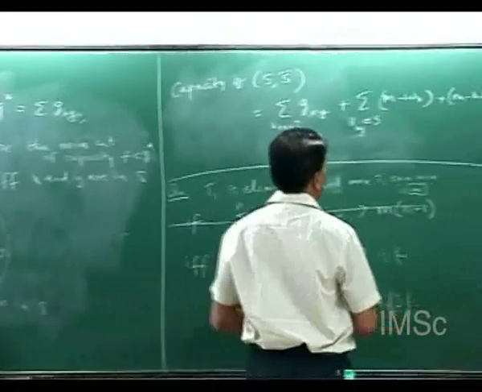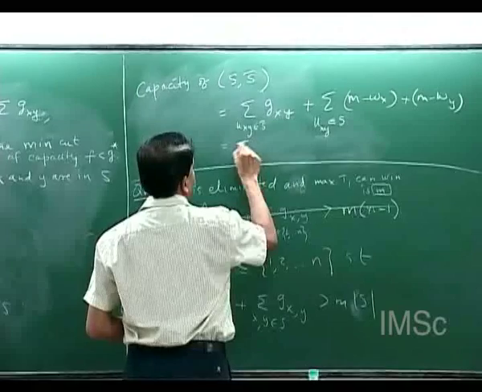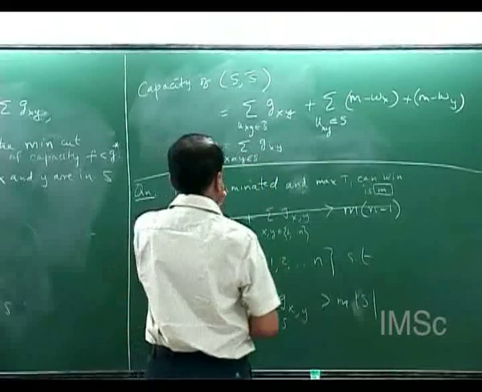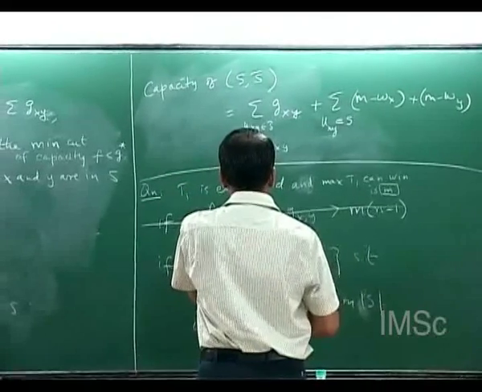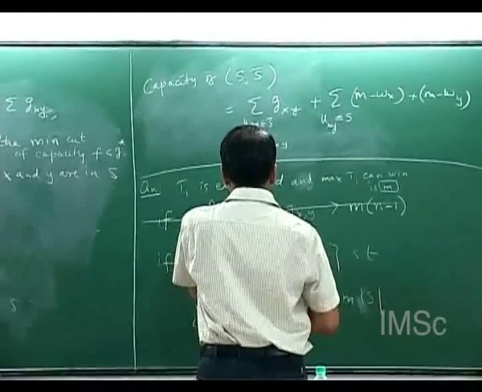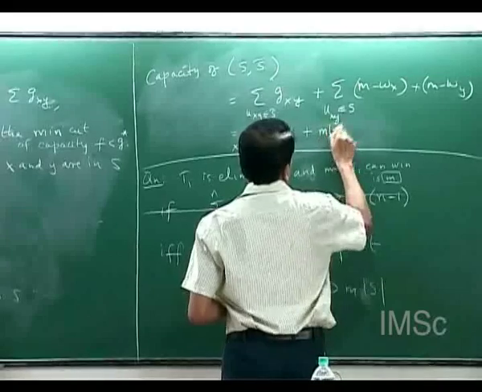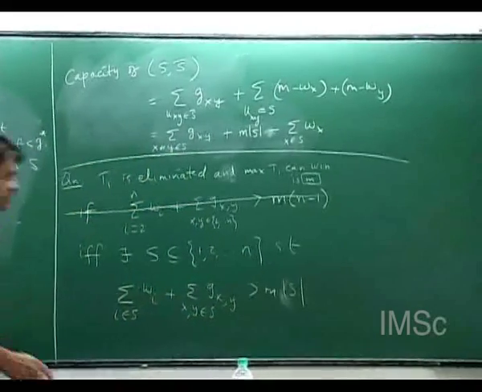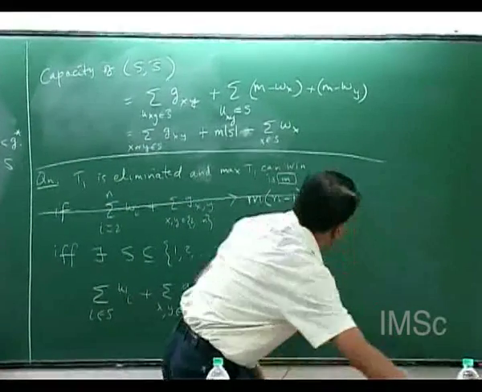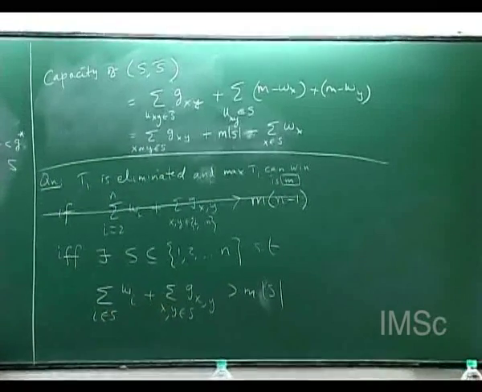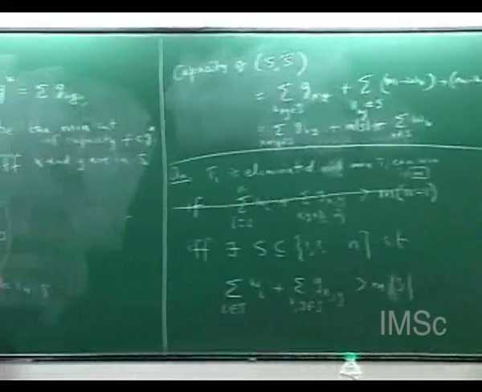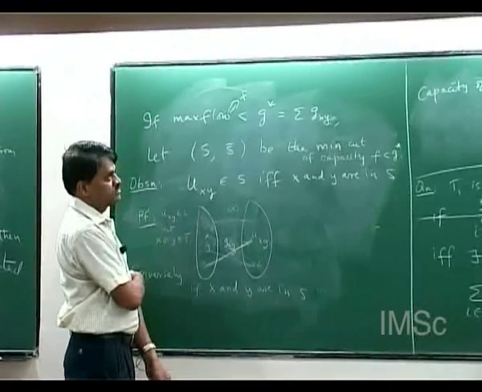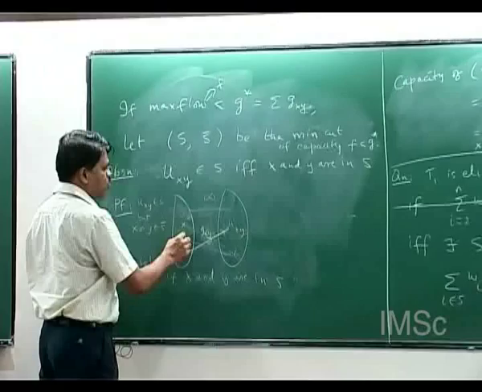Let me write this as gxy, x or y is in S, plus m into cardinality of S, minus summation wx, x in S. One thing I have to make clear: this S contains what nodes? Of the form x, y and uxy.